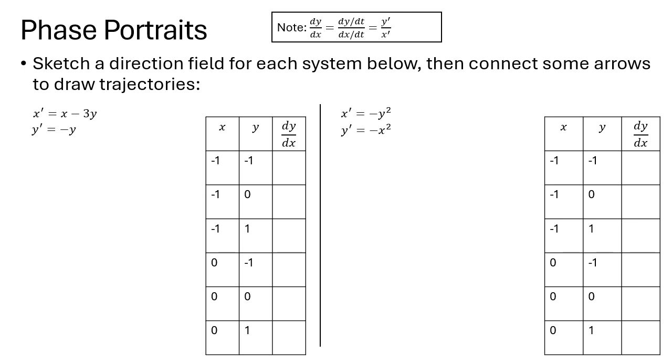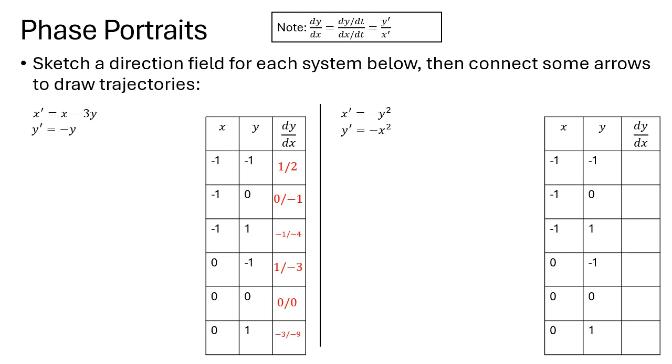Anyway, plugging in these values and setting up as a fraction for this first system where we have x prime equal to x minus 3y and y prime equal to -y, we get the values as shown in the table.